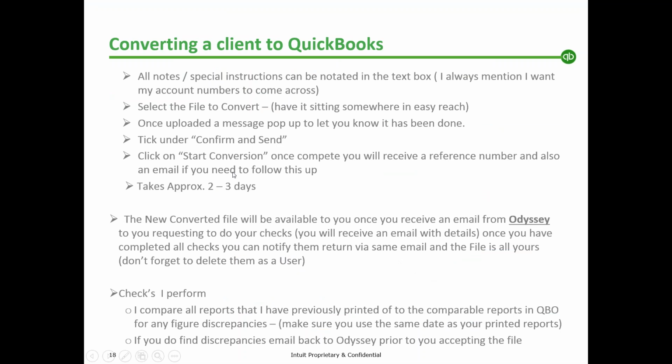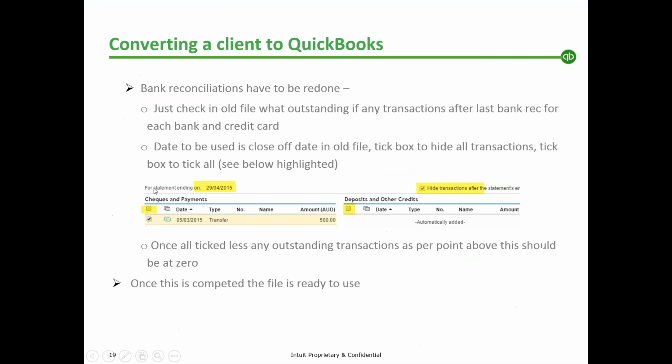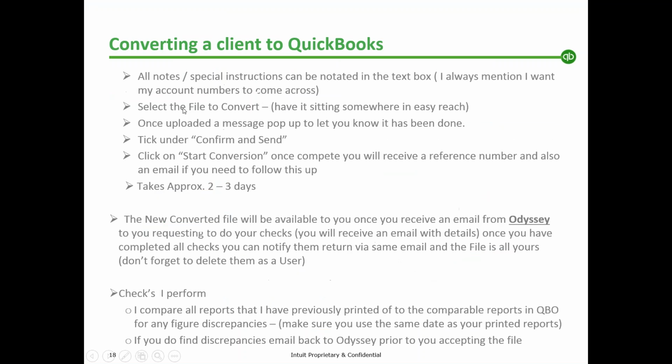So this is where it normally takes, let me just go back one. It normally takes 2 to 3 days. Once it's actually done, you'll receive an email from Odyssey about your new converted file. It will ask you to do your checks. It will give you a PDF. In that PDF, it will say, check off your balance sheet, check off your profit and loss. But also, don't forget those reports that I've told you to print off as well.